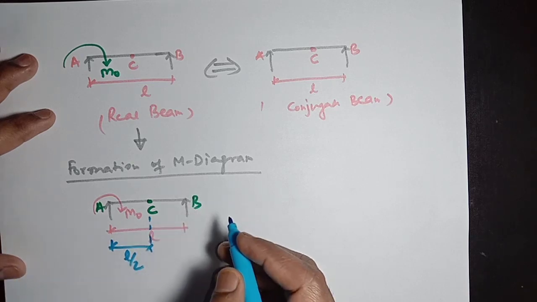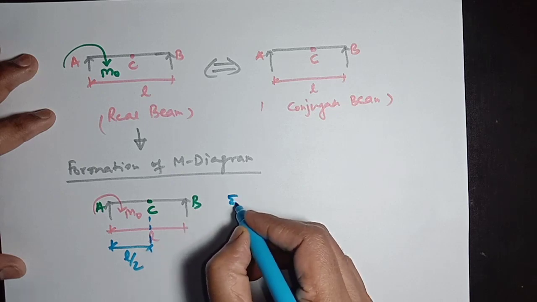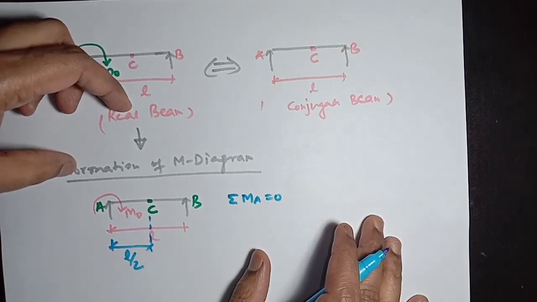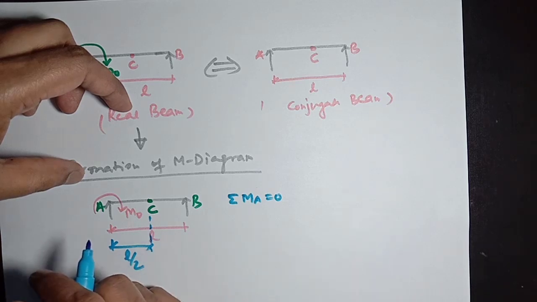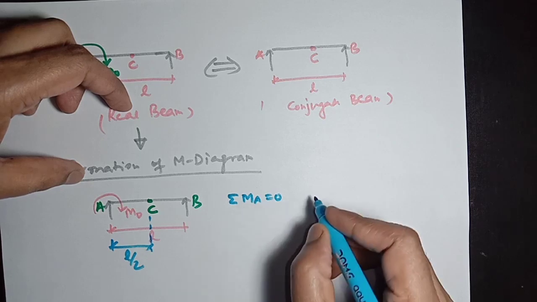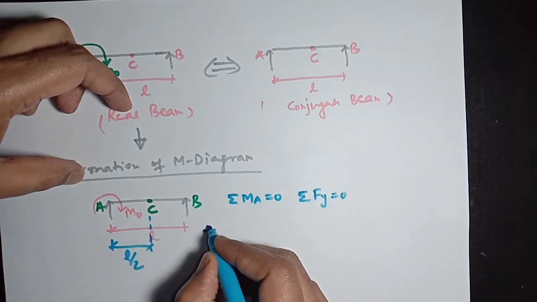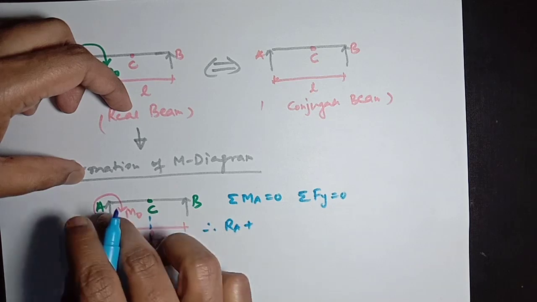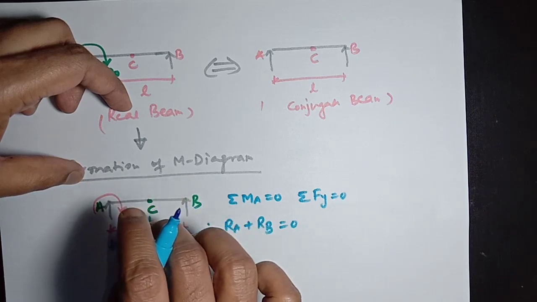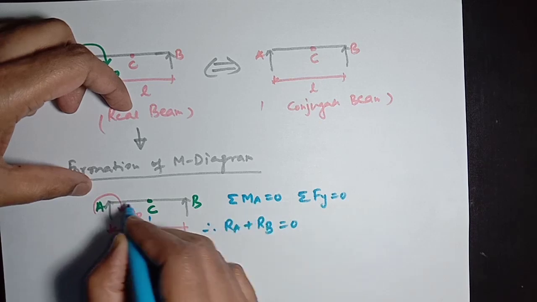Now, as per the equilibrium condition of moment, the summation of all moments about A will be 0, and from the equilibrium condition of loads, the total vertical load will be 0. Therefore, RA plus RB will be 0, as there is no vertical load acting over here. Another equation will be the sum of moments about A will be 0.